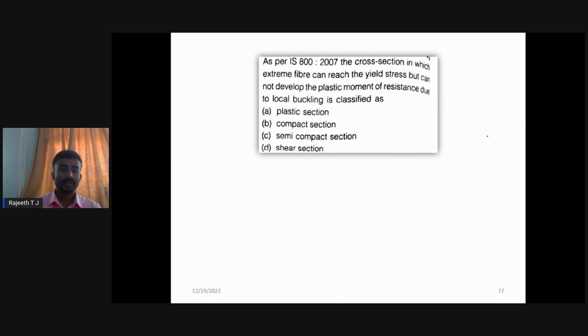That is the question on the classification of cross section. Here they have given the details like this. As per IS 800-2007, the cross section in which the extreme fiber can reach the yield stress, but not develop plastic moment capacity. So what is plastic? If all the fibers reach Fy, that is compact; all the fibers must reach Fy. Whereas for semi-compact, only the extreme fiber reaches Fy, and then it is not able to develop the plastic moment. Then the answer here is C, semi-compact section.